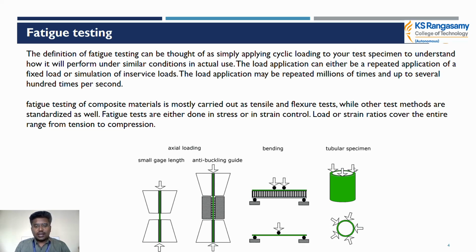So basically in fatigue testing, the load is applied cyclically at particular intervals. The load or strain ratio covers the entire range from tension to compression. I show an image for a better understanding of the axial loading. Here is the small gauge length. The workpiece is fitted in the two jaws. There is an anti-buckling guide, and the load is applied cyclically in bending. So what will happen after the load is applied? This is the image for the fatigue testing.